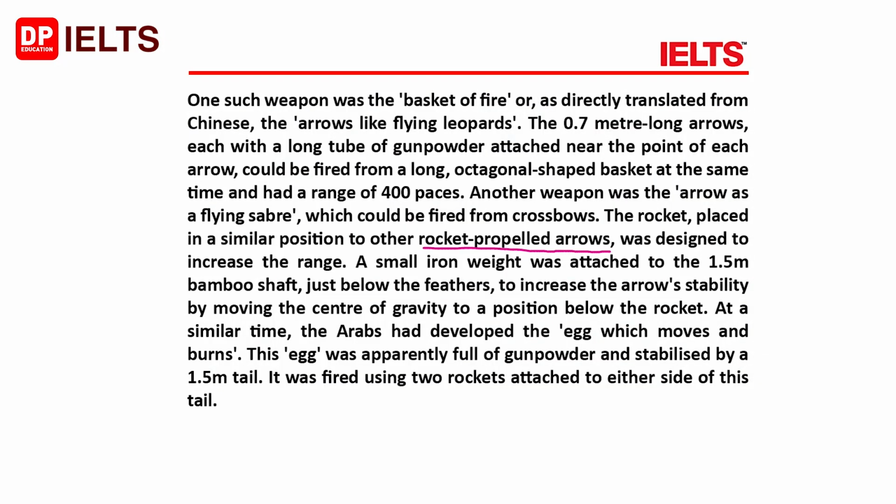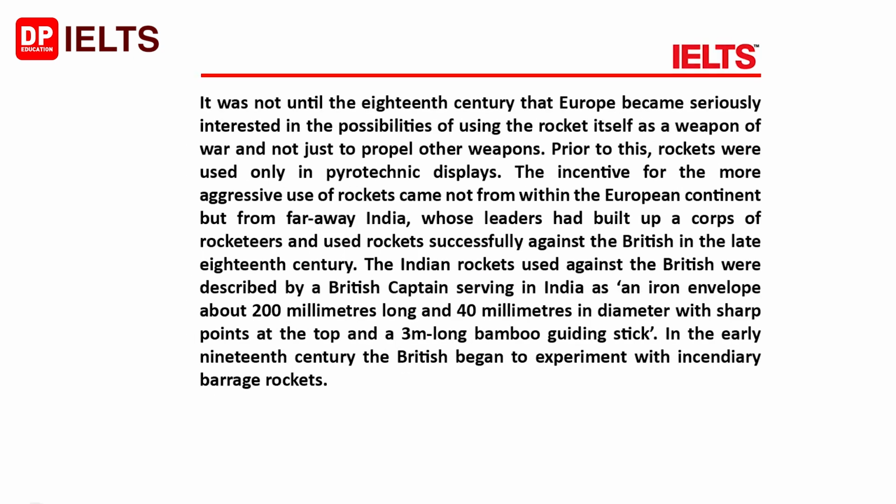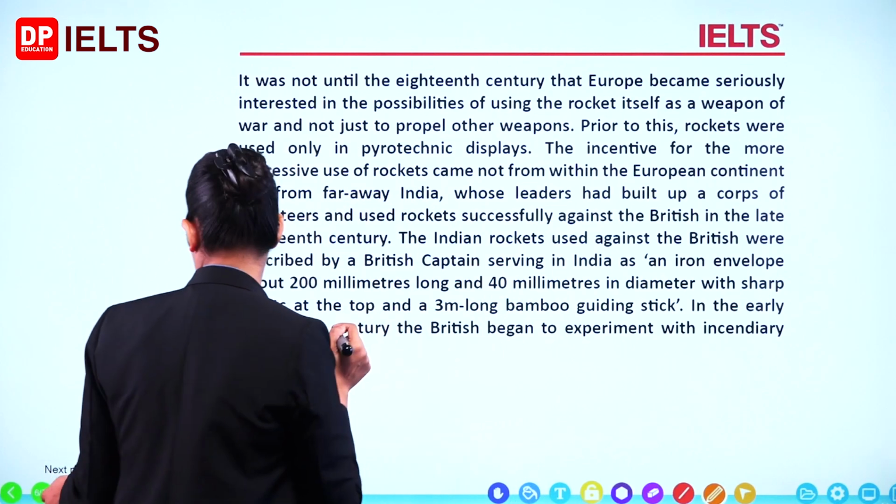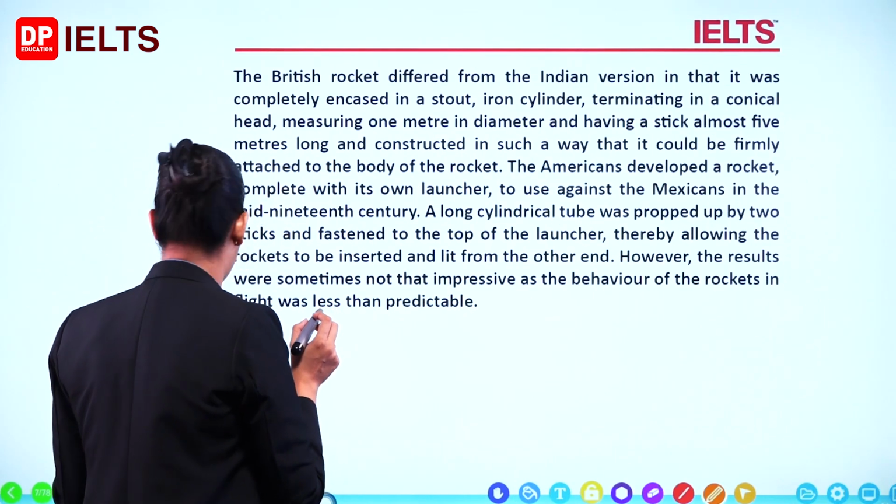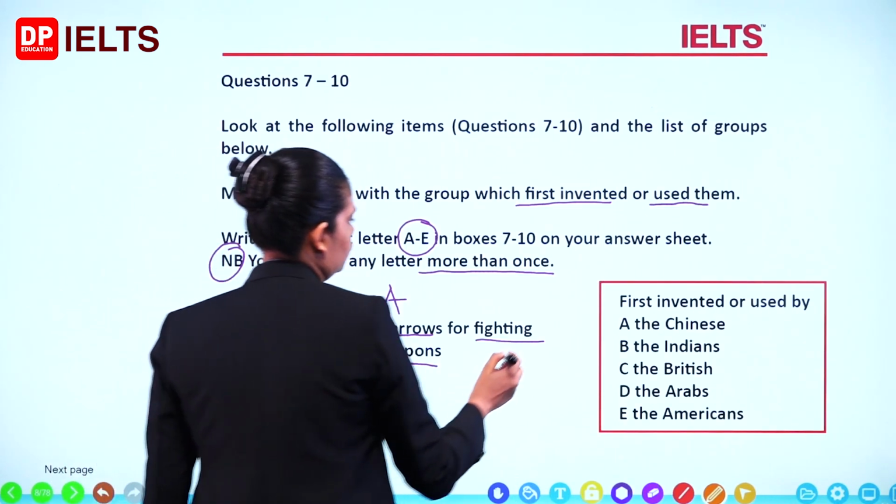So who used this first? Such other weapon from the Chinese. Tube gunpowder attached to the near one, by cylinder. Another weapon was the flying sab, positioned to other rocket-propelled arrows. So who used them first? I only see it there, so that's probably going to be the Chinese again. So again, Chinese.